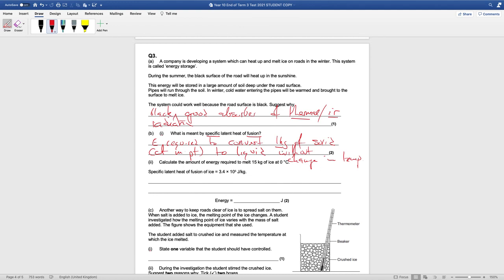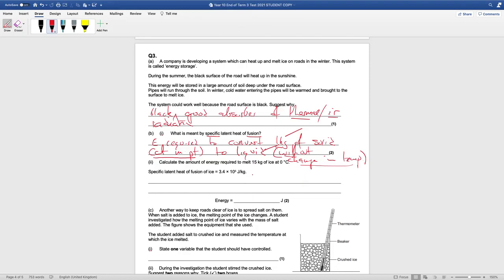Now, you might get away without that bit. You can usually get away without that bit, but you should know this definition. The specific latent heat of fusion of a substance is the energy required to convert 1 kilogram of the solid at its melting point to liquid without change in temperature. So there's a mark for that, and there's a mark for the solid to liquid. But you might not get away without that. And if I wrote the question, you wouldn't.